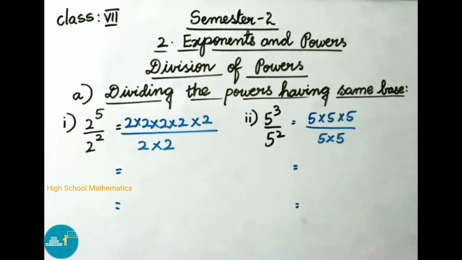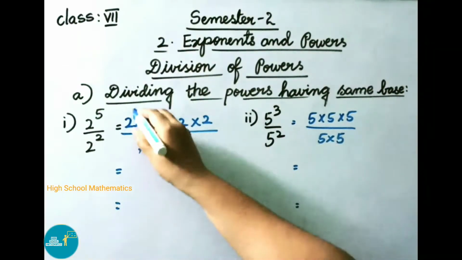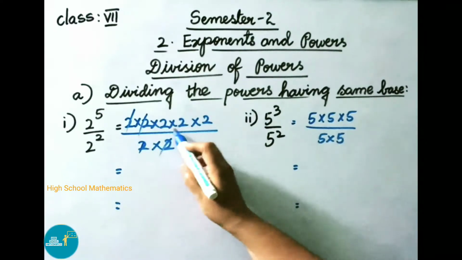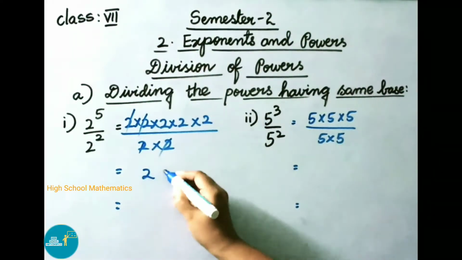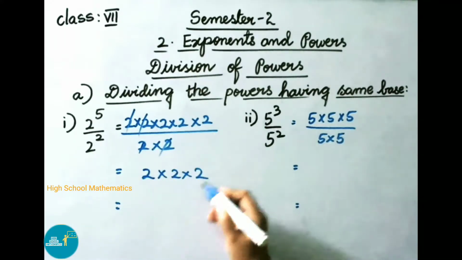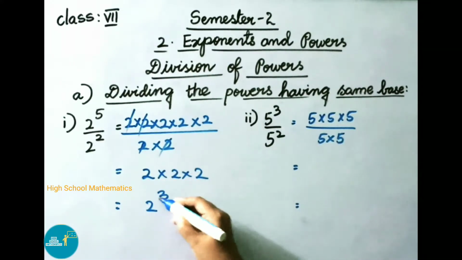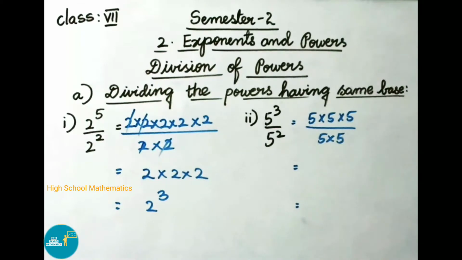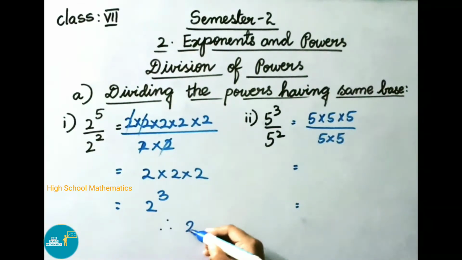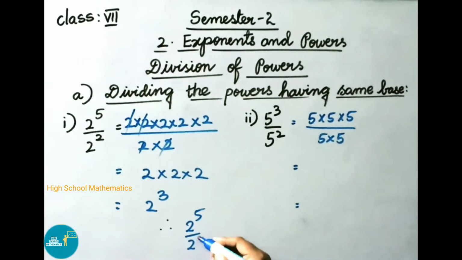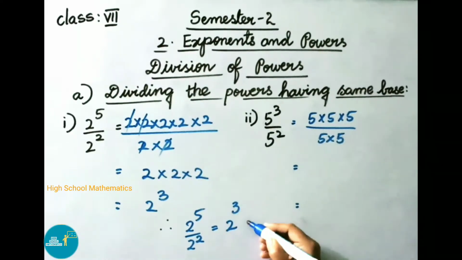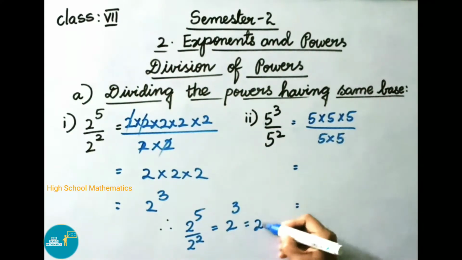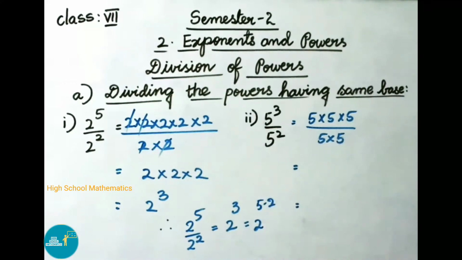Now let us do cancellation. See here, 2 cancelled, again here 2 cancelled. Here, how many 2's were left over? 3 times 2. So I write 2 into 2 into 2. It is nothing but 2 power 3 in exponential form. Therefore, 2 power 5 by 2 power 2 can be written as 2 power 3, and 2 power 3 can be written as 2 power 5 minus 2.